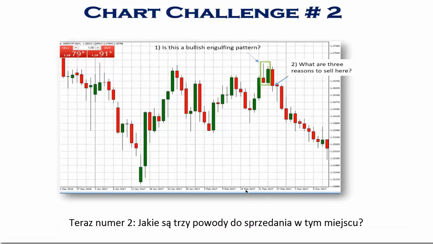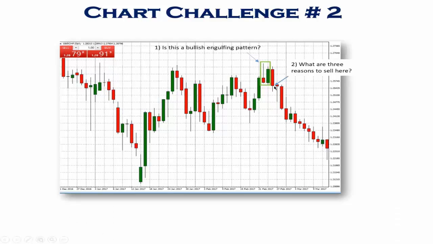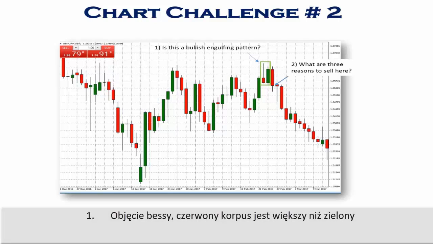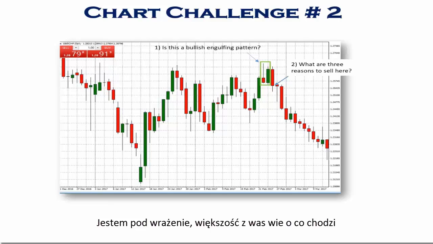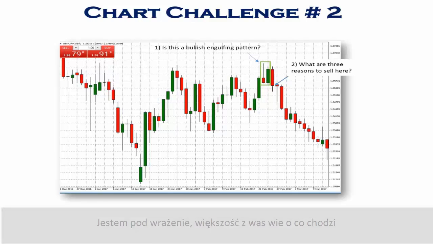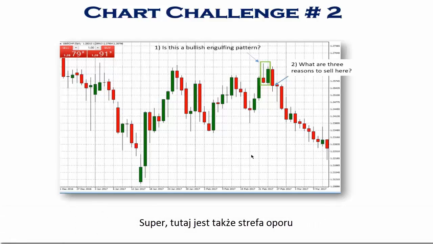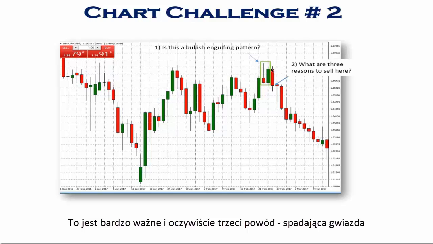Okay, now the question is, what are 3 reasons to be selling here? Okay, the bearish engulfing pattern, correct. It's a red wrapping around the green. I'm really impressed most of you got this because many times we'll forget about this. We're so focused on candles. But yeah, you're all getting it. It's confirming a resistance area. Great call on that. That's really, really important. And of course, the third reason is a shooting star.